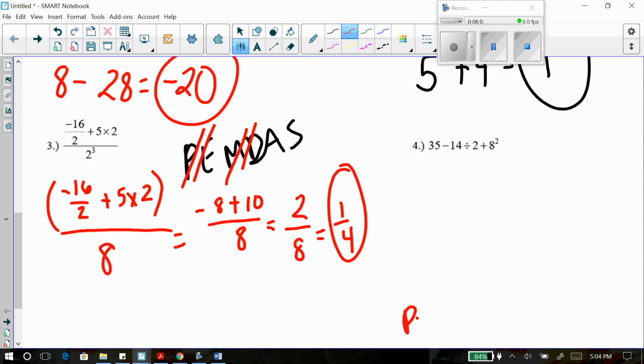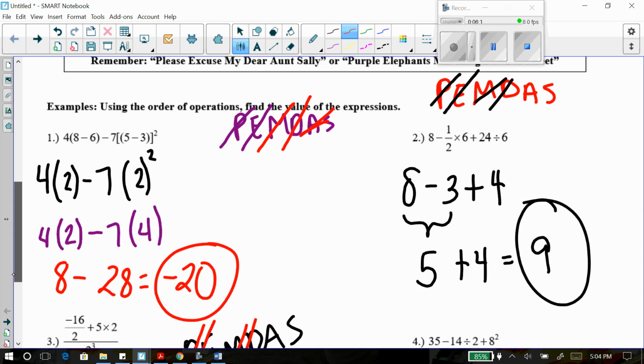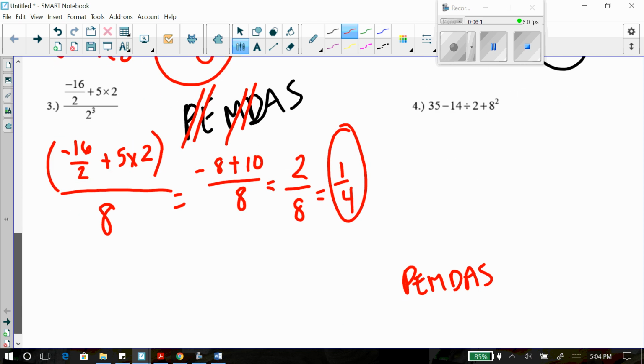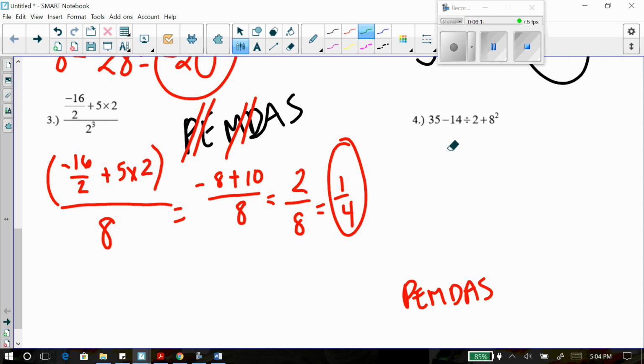All right, number 4. I think there's only 6, maybe 5. Let's see. Just 6. All right, PEMDAS. Parentheses, I don't see them. Exponents I see, 8 squared, which is 64, 8 times 8.